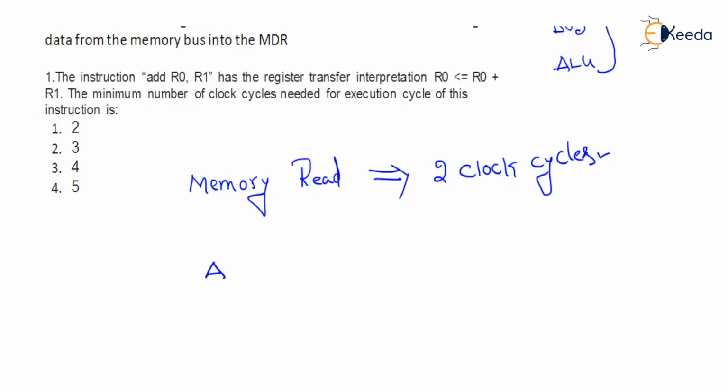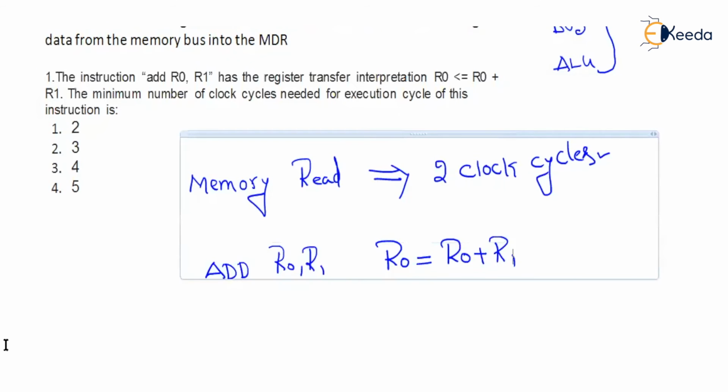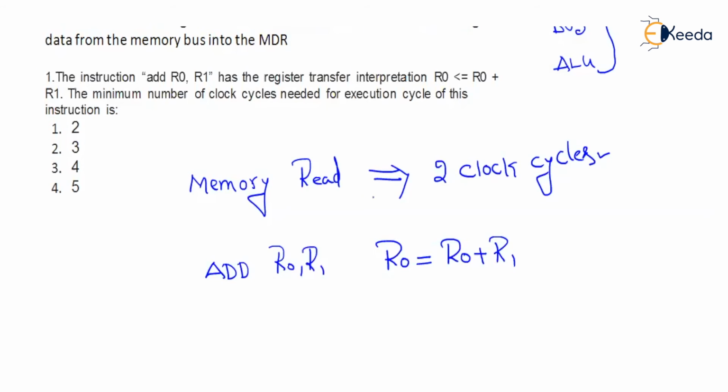Add R0, R1 means that R0 equals R0 plus R1. Both will get added, and finally the result will be transferred to R0. The question is, what is the minimum number of clock cycles needed for the execution cycle of this program.